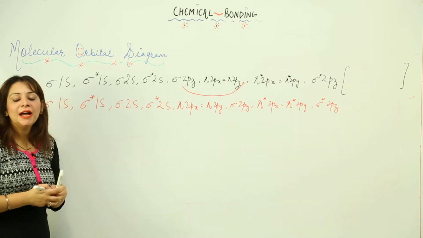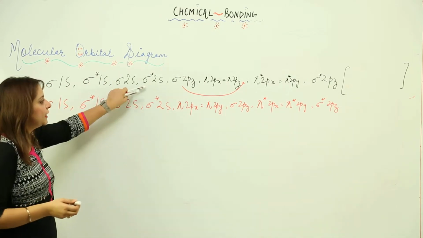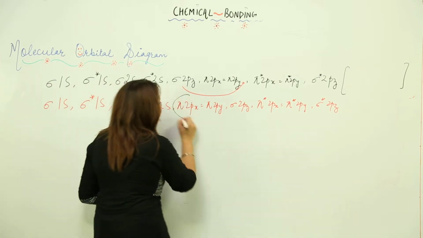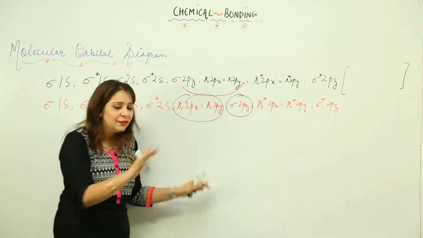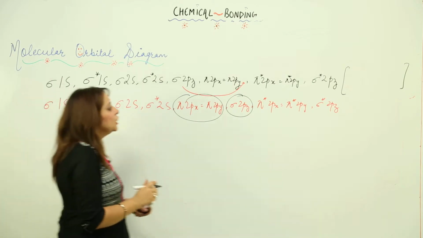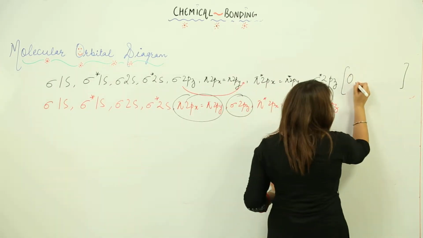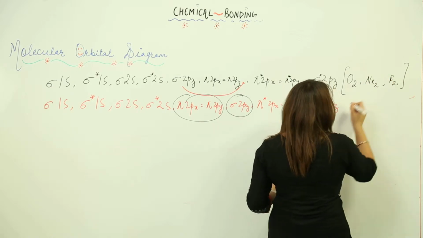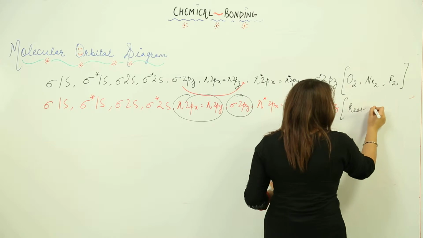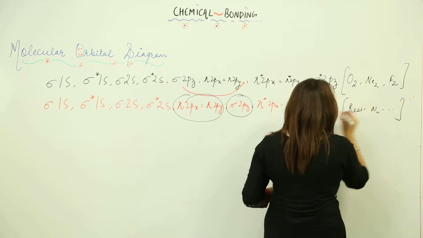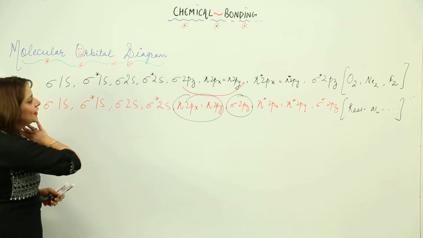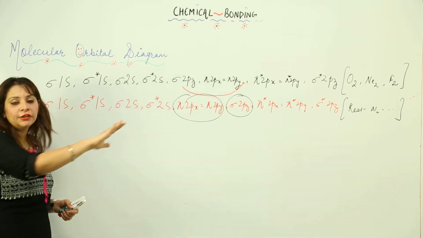Now you have to keep in mind for which molecules we need to follow this order and for which molecules we need to use the other order. The difference lies only in the places of these orbitals, otherwise everything is the same, right. So this one is followed for O2, neon molecule, and fluorine molecule, and for the rest, nitrogen, carbon and all, we follow the second order, right. So actually this is the order of increasing energies.